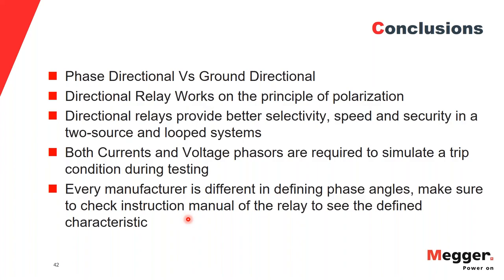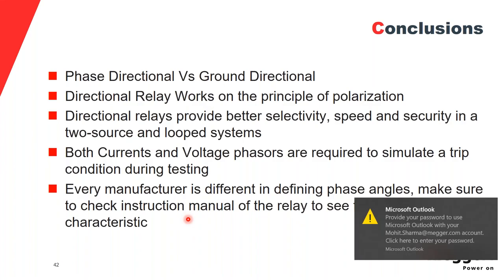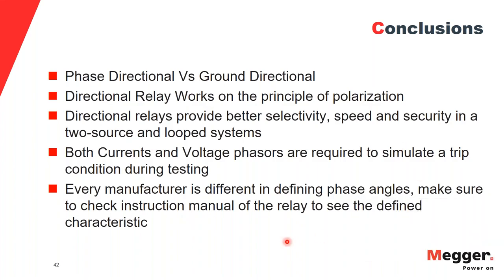In the webinar, I have kept plus minus 90 as my blinders. Some relays also let you set the blinders. You can keep it at plus minus 60 or any other number. So it's always advisable to check with the relay expert or check the instruction manual to see how the characteristic is defined. Once you know the characteristic, then you can test directional elements easily.